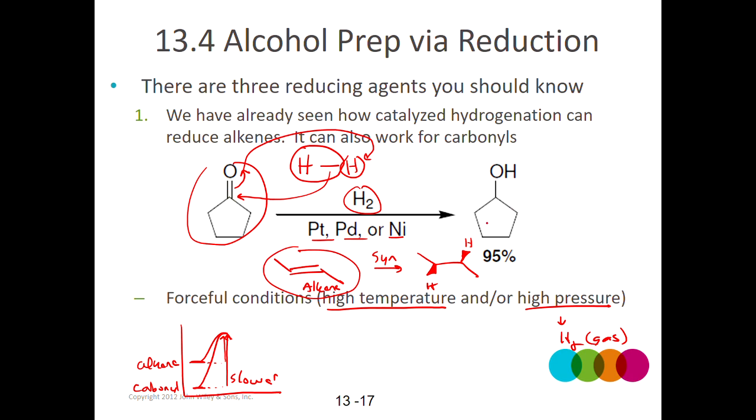So that may work, but if the high temperature starts to break apart the molecule, or the high pressure, these are forceful conditions, it might end up adding the hydrogens across, but it might start also breaking up the molecule and causing other side reactions, right? If there's enough energy to undergo this reaction, there may be enough energy to undergo some other side reactions that you don't want to occur. So this is not the ideal way to reduce a carbonyl compound.